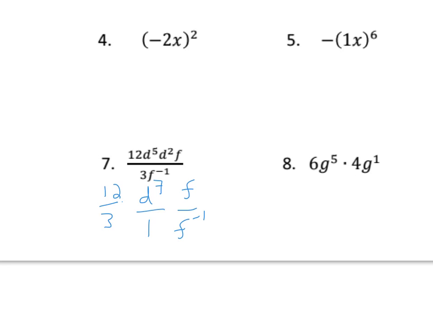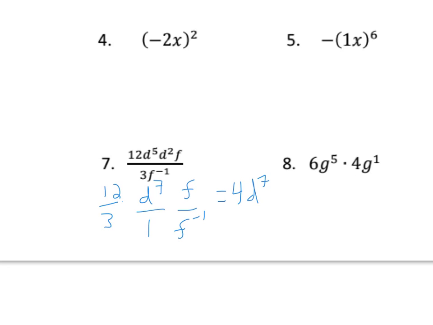So we're going to simplify these one at a time, and when we do this, you just take it one piece at a time, makes it so much easier. The 12 over the 3, of course that works out to be 4. D to the 7th over 1 just works out to be D to the 7th.